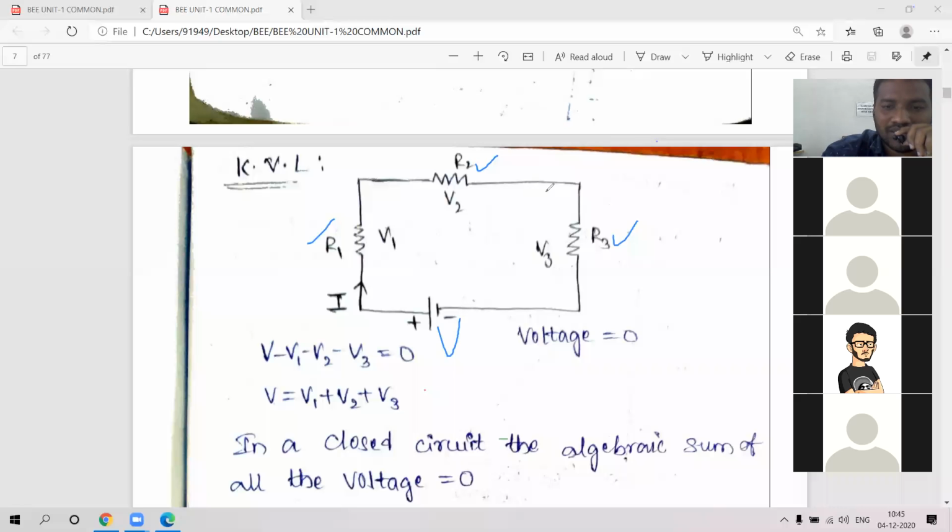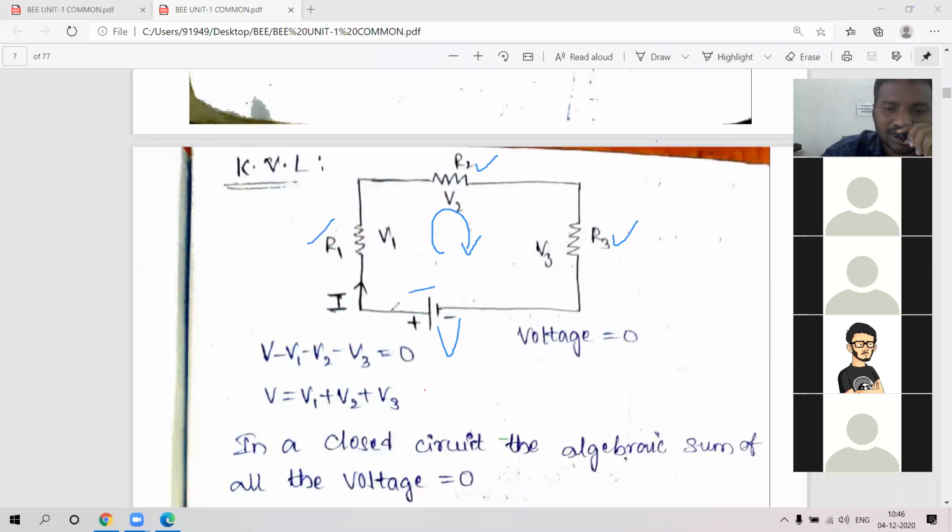When there is a closed path, positive and negative are closed, no? A closed path is nothing but a loop created here. So this is the loop. In KVL, the condition is a closed loop. In a closed loop, the algebraic sum of all voltages is equal to 0. This is the statement you need to mention.